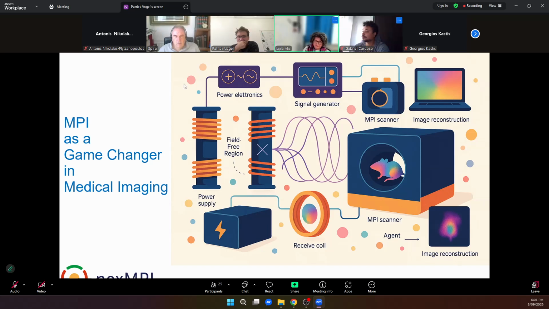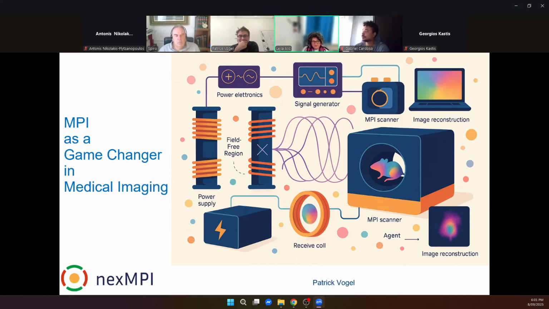For today, we have Patrick Vogel from Germany, from Julius Maximilians University in Würzburg, and also Phase Vision in Germany as well. Patrick is recognized for his contribution to experimental physics and MPI, and as a founder of Phase Vision as well. Patrick is focusing on 3D visualization and software optimization and real-time tracking to advance biomedical imaging performances. And for today, Patrick will focus on MPI as a game changer in medical imaging. So without further ado, Patrick, the floor is yours.